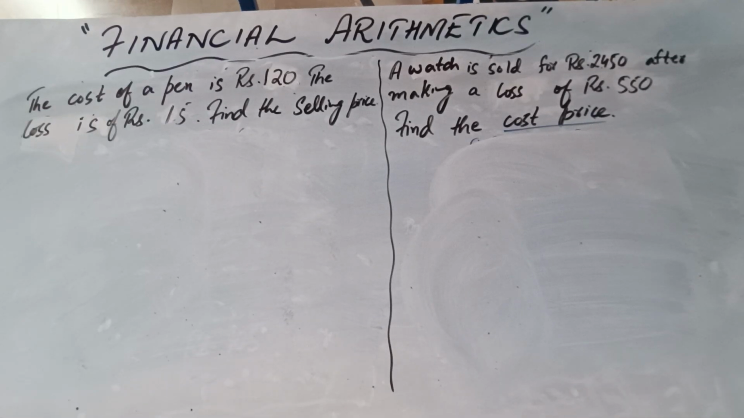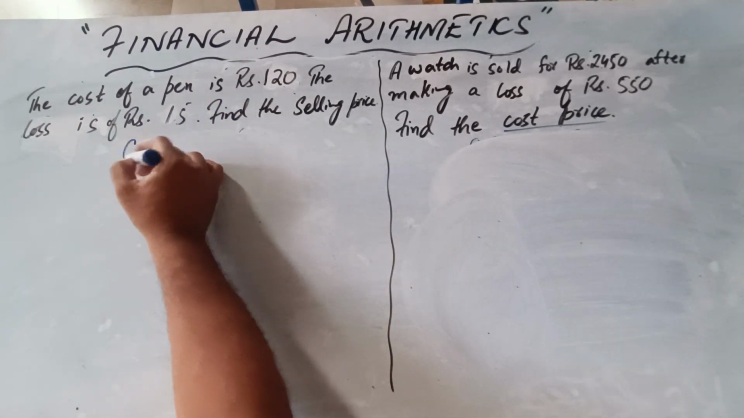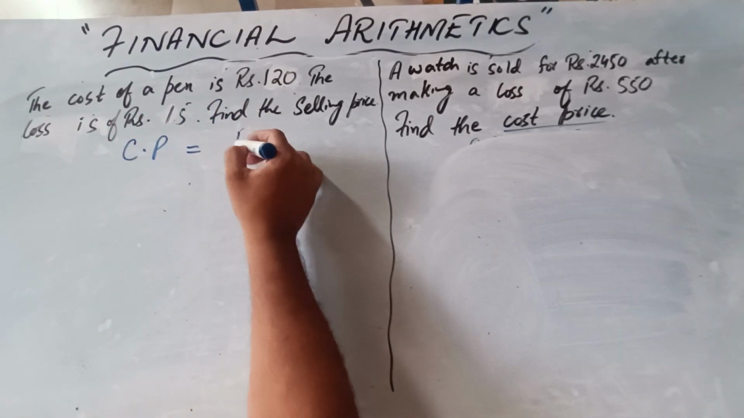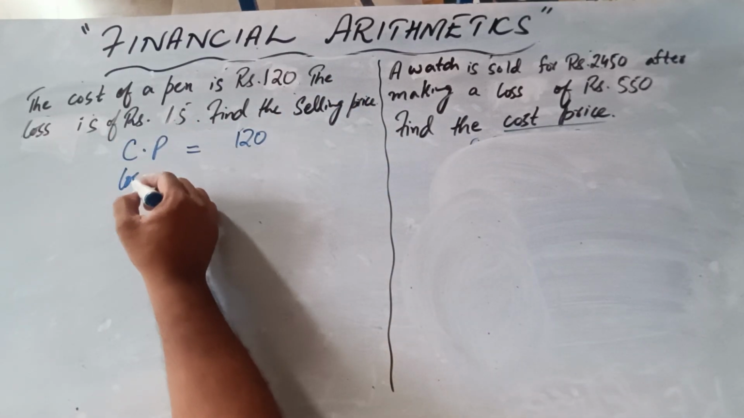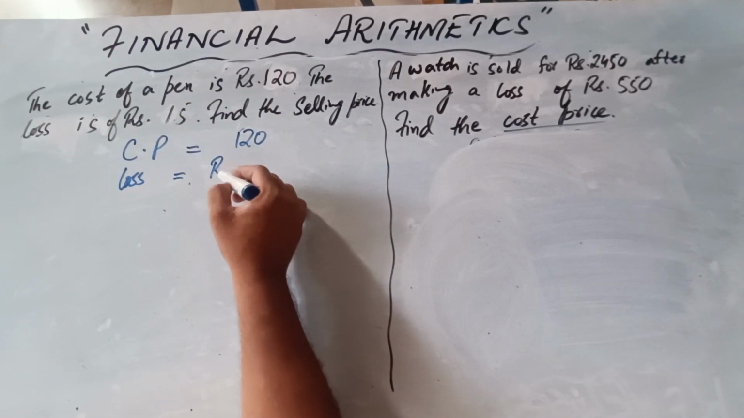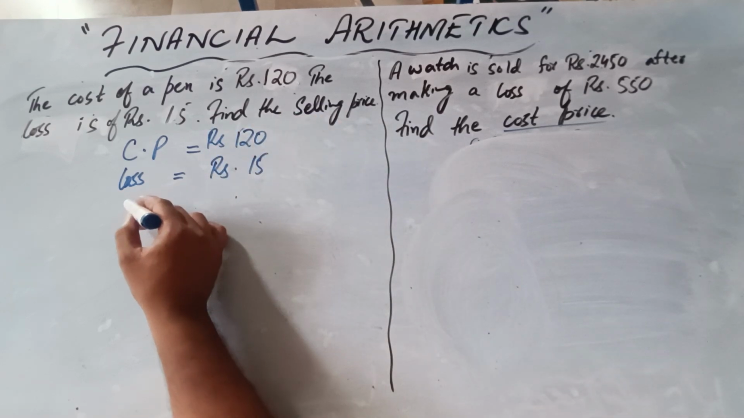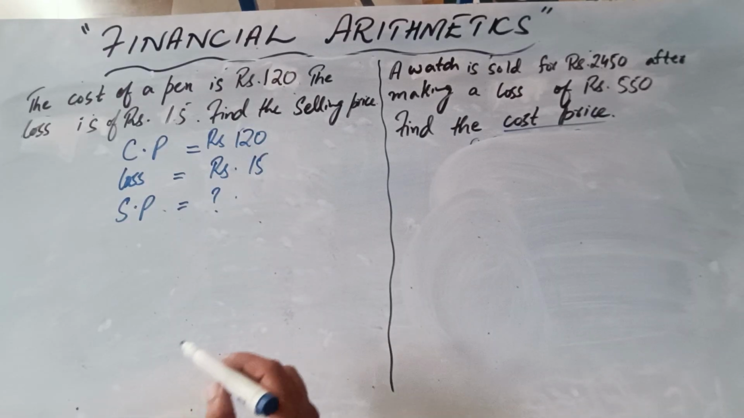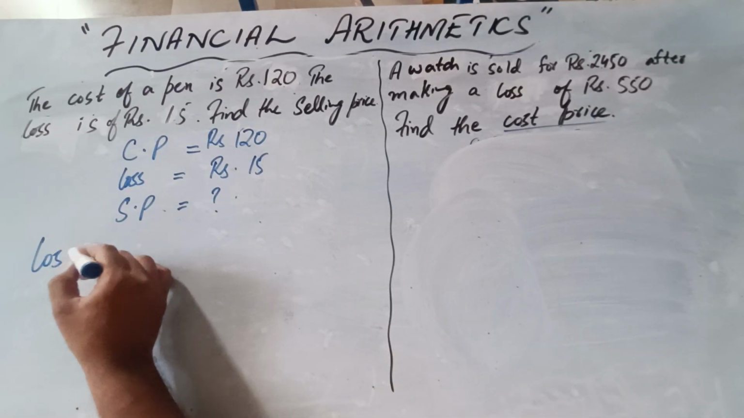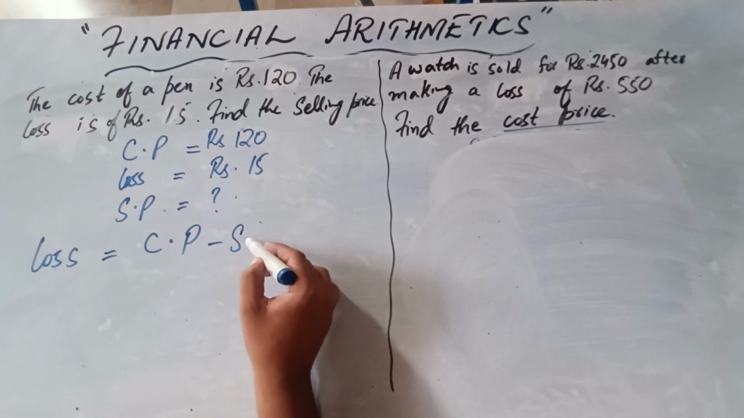Now let's look at these problems. The cost price of a pen, CP, is given, rupees 120. The loss is also given, rupees 15. Find the selling price. Now we need to find the selling price, and we need to remember the formula of loss. Loss is equal to cost price minus selling price.